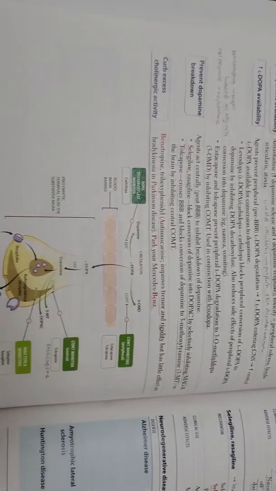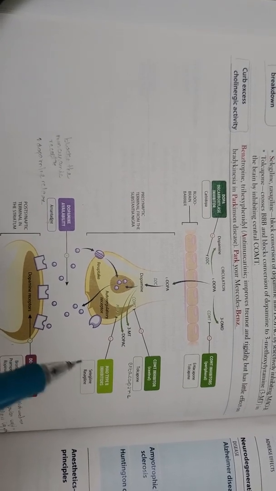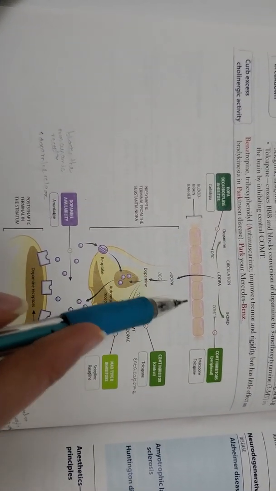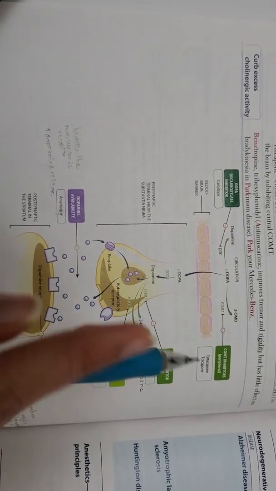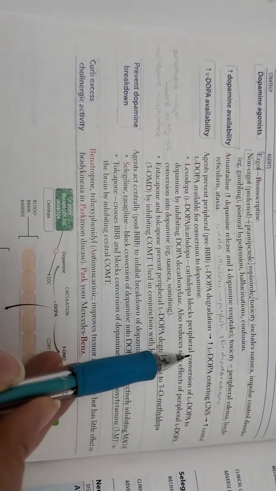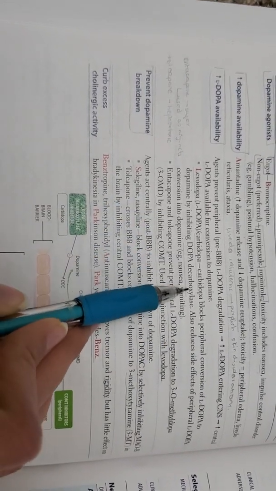The third category of drug that we need now is the drugs that will increase the levodopa availability. So the levodopa availability is increased by levodopa and carbidopa. Why do we use these two drugs together? Because carbidopa blocks the peripheral conversion of levodopa into dopamine by inhibiting dopa decarboxylase.